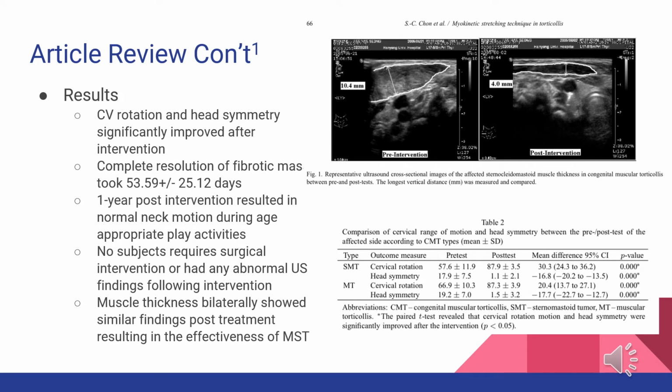The result of this article include that range of motion was increased as well as head symmetry. Muscle thickness when compared bilaterally was found to be similar in size and mass after the intervention sessions. It was found that it took a little over a month for the fibrotic mass to be completely gone using myokinetic stretching. When looking at long-term, a year after the intervention was performed, the patients presented with neck movement that was normal during age-appropriate play. Overall, myokinetic stretching did improve the patient's functional deficits.